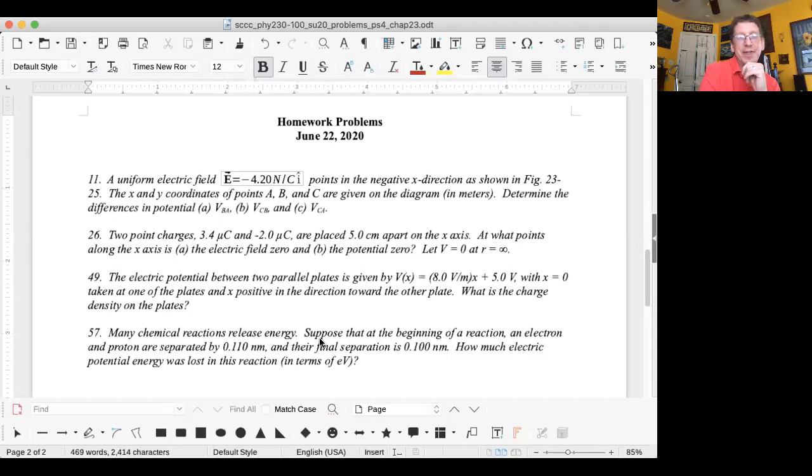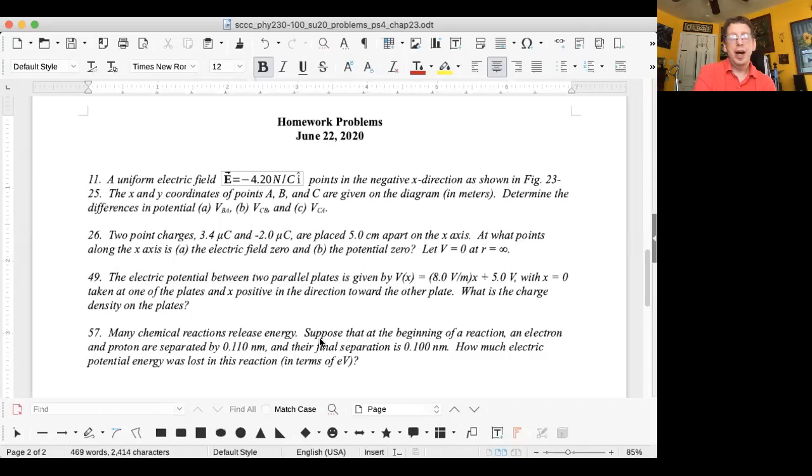And that brings us to number 57, the last of our problems. Many chemical reactions release energy. Suppose that at the beginning of a reaction, an electron and a proton are separated by 0.110 nanometers, and their final separation is 0.100 nanometers. So they get closer. The electron moves towards the proton. How much electric potential energy was lost in this reaction in terms of electron volts?